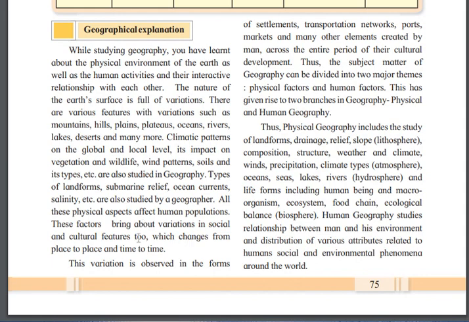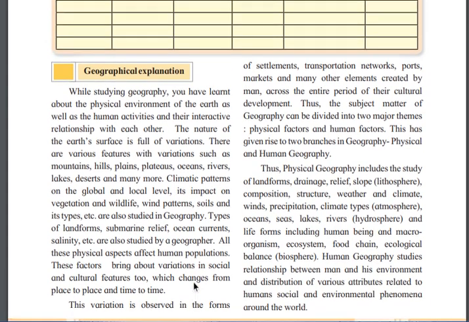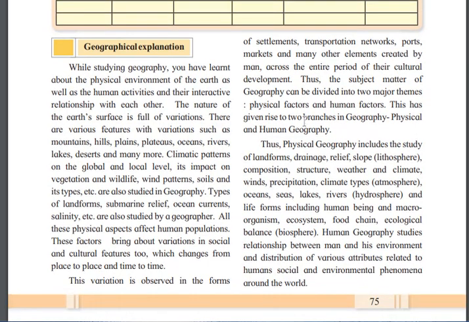All these physical aspects of human population bring about variation in social and cultural features too, which change from place to place and time to time. Basically, in short, we are studying the earth, because the earth is totally different from one place to another, and the climate is also impacting human beings. So each place is different, and the variation is observed in the form of settlement.